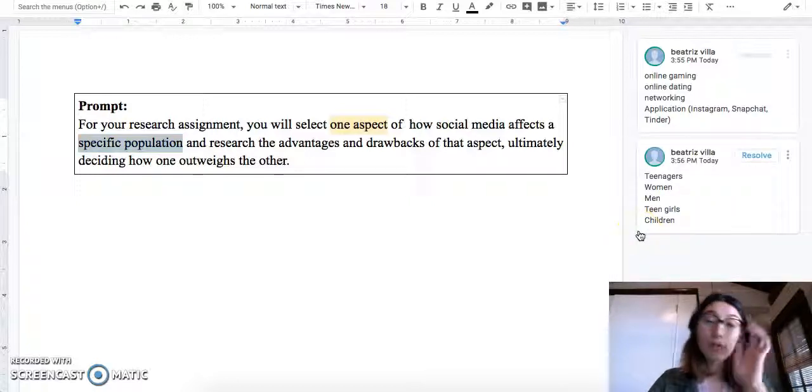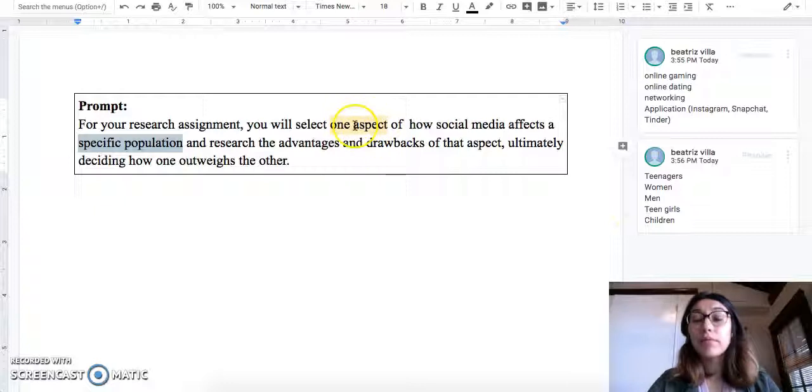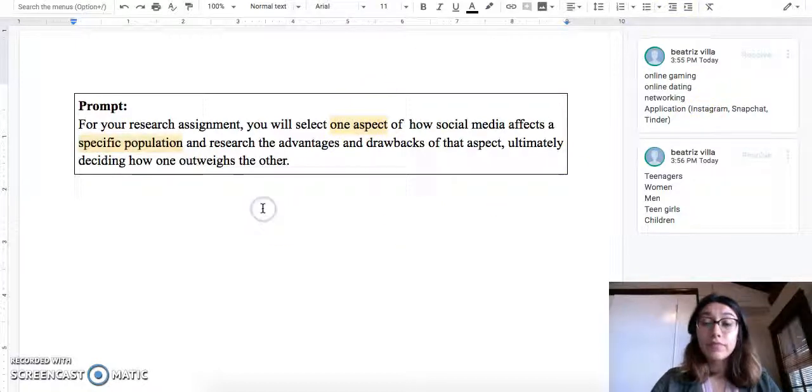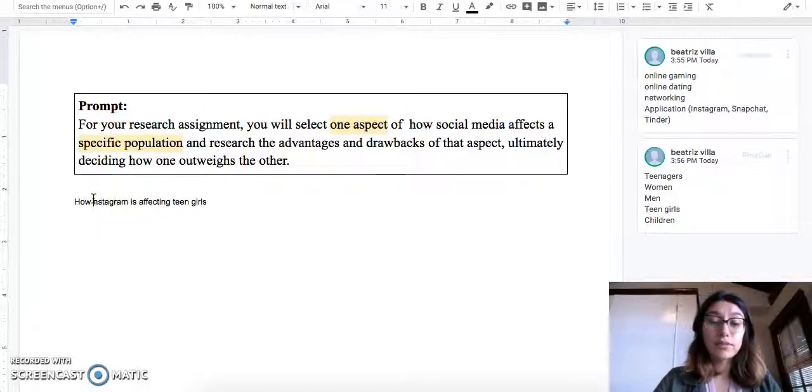So what you really want to do is select an aspect, probably one that interests you the most, probably one that you use every day, or that you're interested in using but you haven't really, and review how it's affecting a specific population. So for our example here, we can focus on how Instagram is affecting teen girls. That should be capitalized.